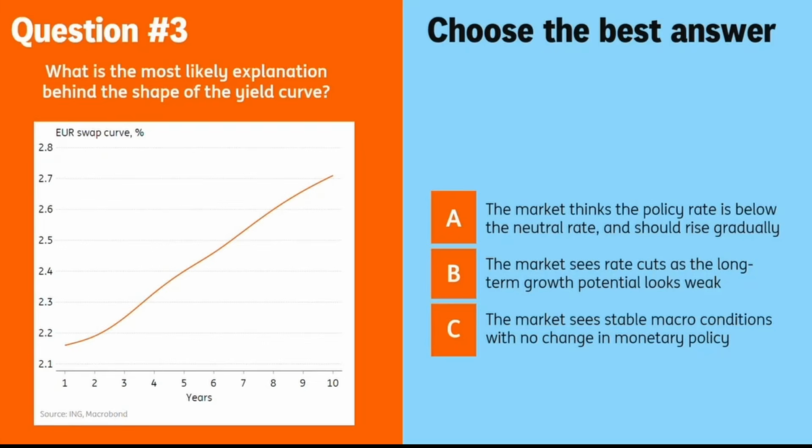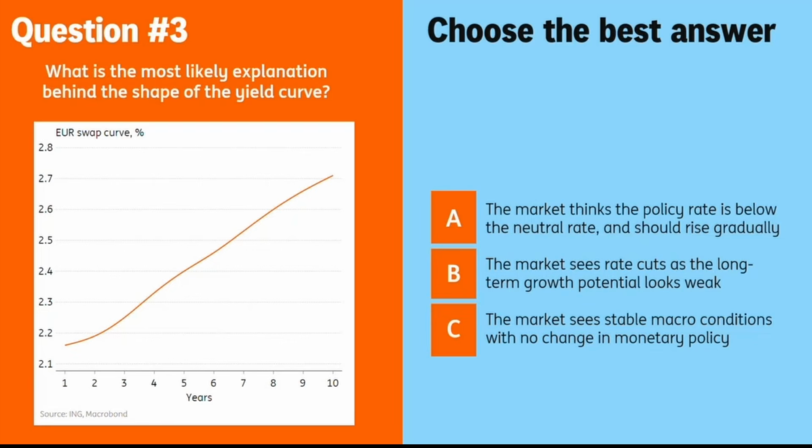Okay, last question. What is the most likely explanation behind the shape of this yield curve? So A, the market thinks the policy rate is below neutral rate and should rise gradually. B, the market sees rate cuts as the long-term growth potential looks weak. Or C, the market sees stable macro conditions with no change in monetary policy. Okay, Luke, what do we have as our answers?